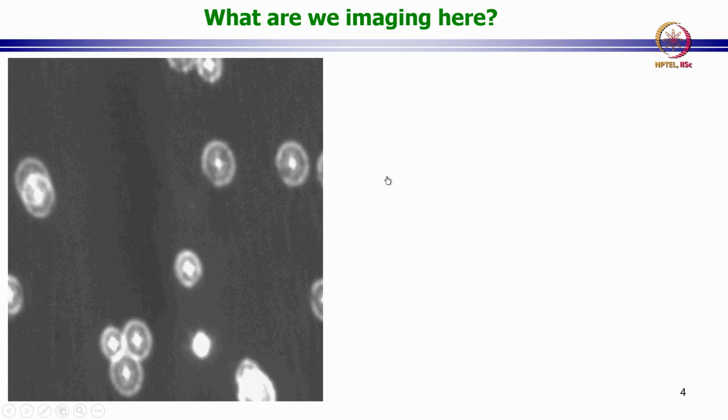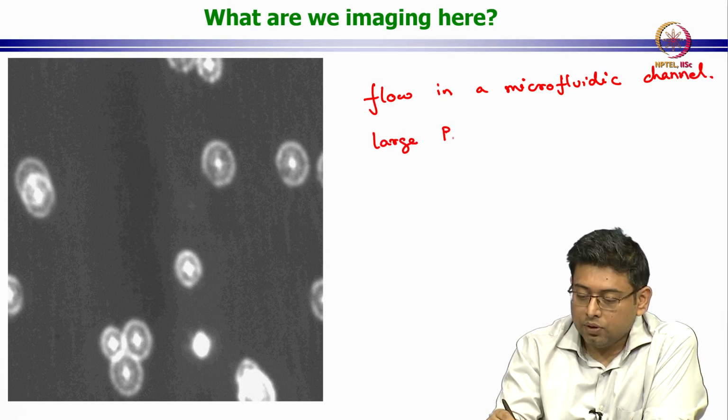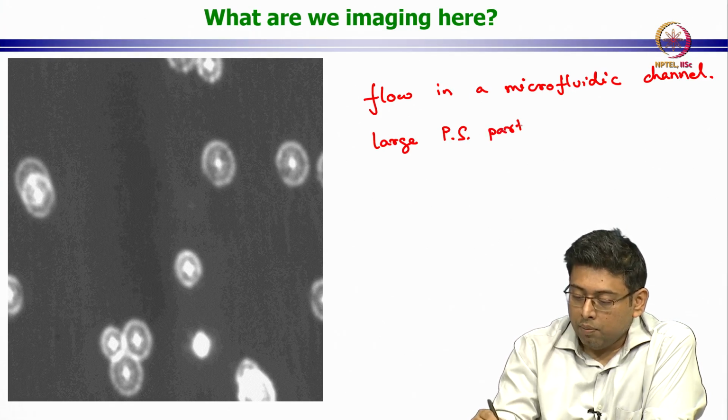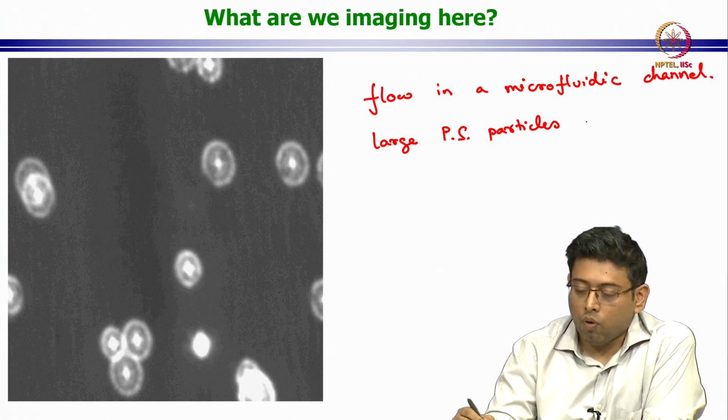Okay. So now I am going to show you a slightly different type of imaging. This is done in an optical microscope. This is flow in a microfluidic channel. The microfluidic device is not visible. These are large polystyrene particles, for which I will just write PS, PS meaning polystyrene particles, which are neutrally buoyant in the water.